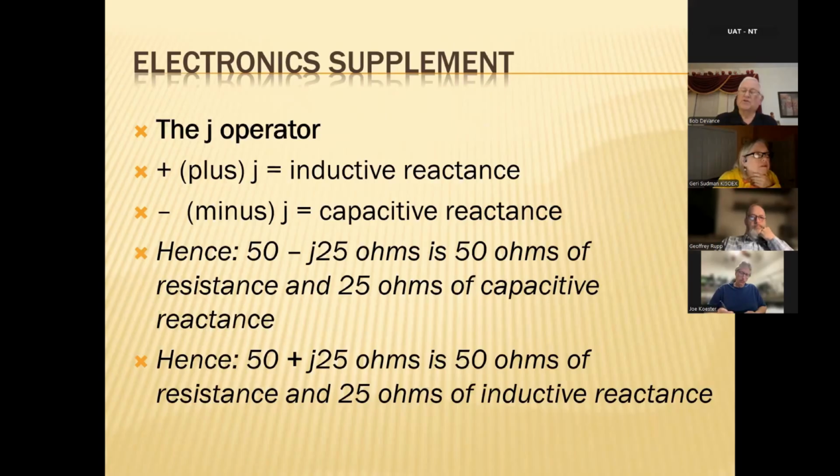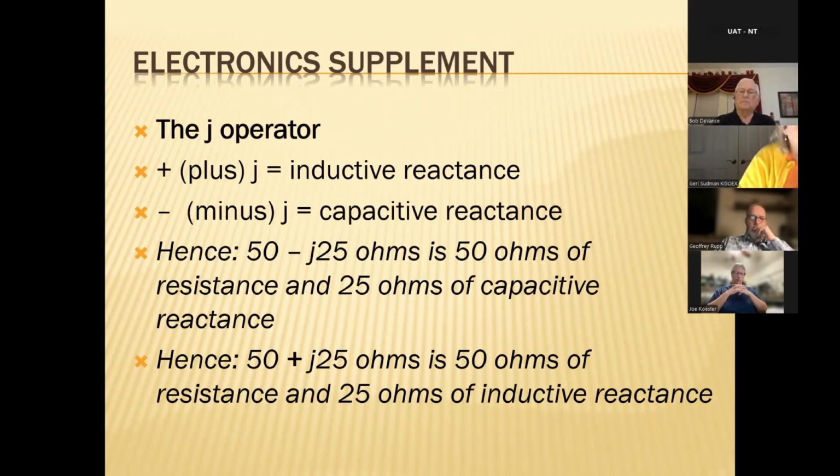Okay. The J operator, it's not something that's dealt with, but it is mentioned, and it's just nice to know as well. The J operator, the J is defined as the square root of -1, which is an imaginary number. There's no such thing. But it's used to represent some different values. And for our purposes here, when we see the J operator used with a resistance, it'll usually be with a plus J or a minus J, like minus J25 or plus J36 or something like that.